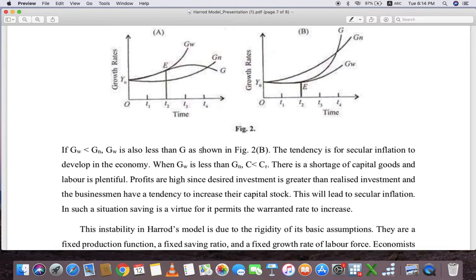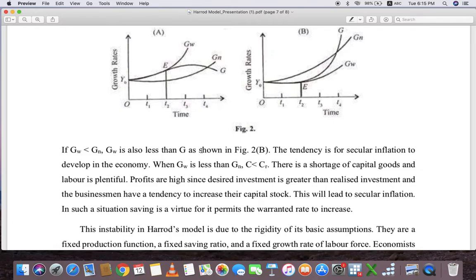So, the demand for capital stock will be very high, but there is a shortage of capital. Therefore, there is excess demand in the commodity market, but due to the shortage of the required stock of capital, production cannot be increased to the desired level, and investment cannot be done to the desired level. So, excess demand will prevail in the market, and as a result there will be secular inflation.